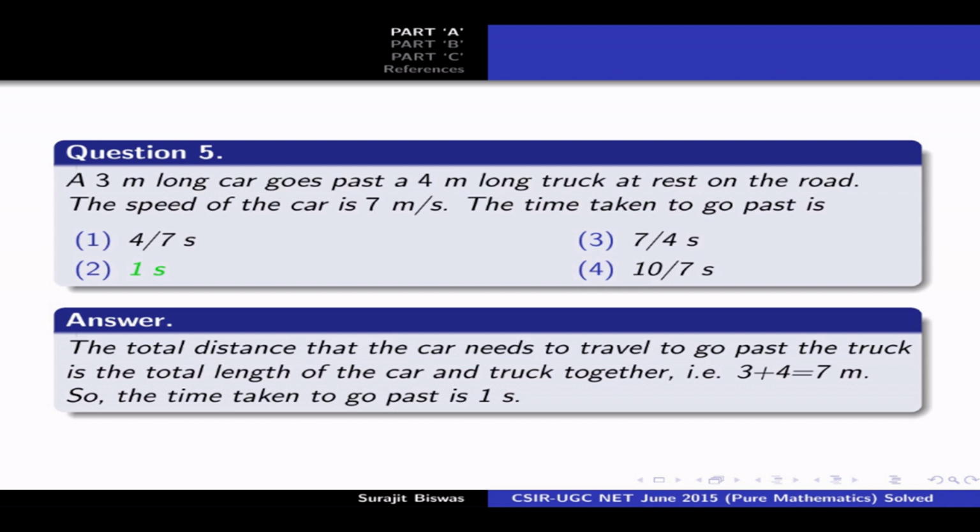Next problem, a 3 meter long car goes past a 4 meter long truck at rest on the road. The speed of the car is 7 meter per second. The time taken to go past is, we have 4 options.